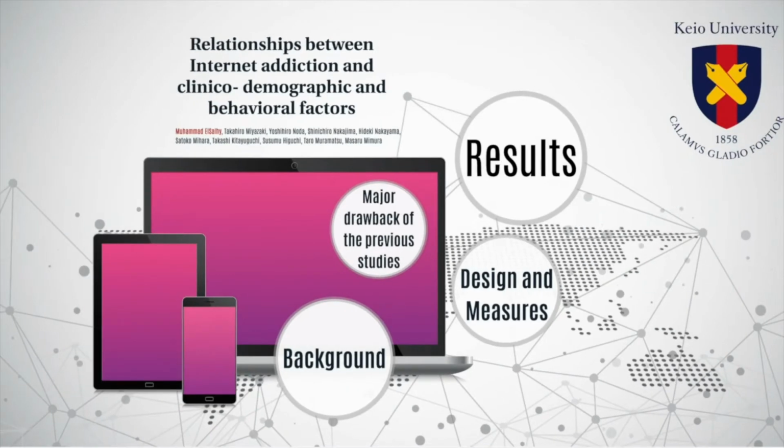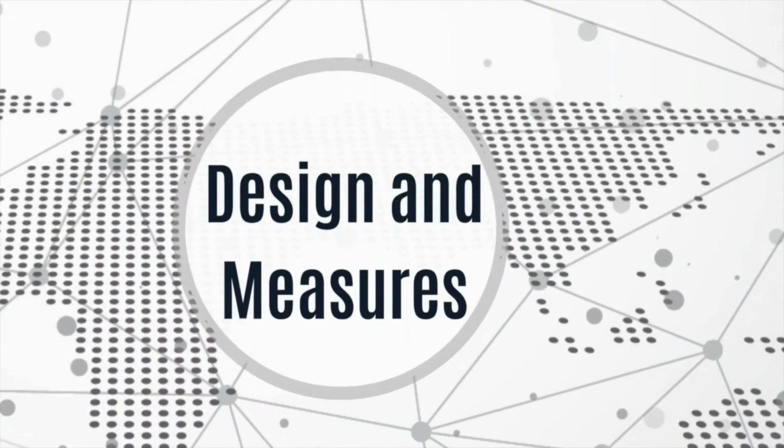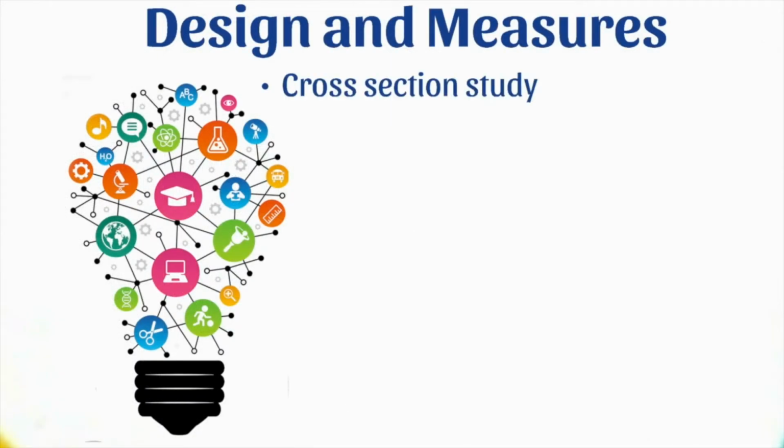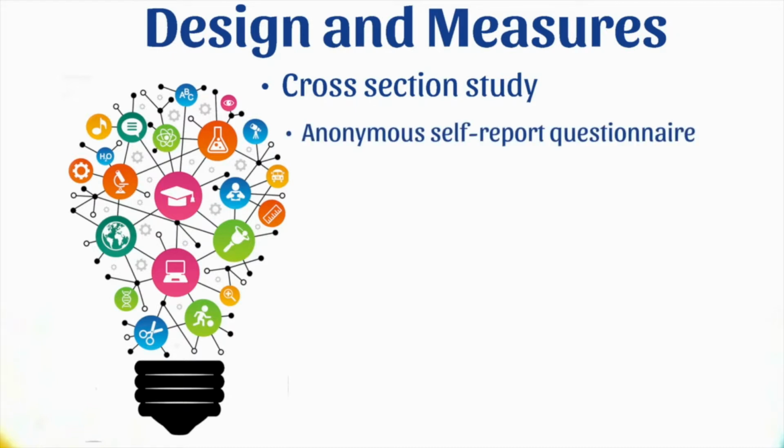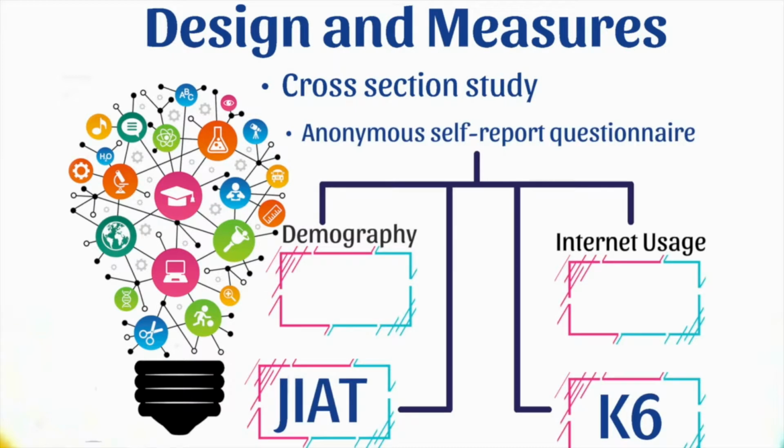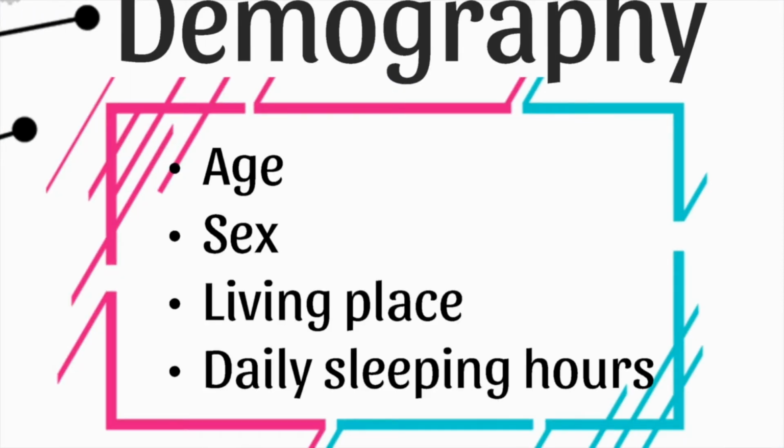Now I would like to talk about our study design and measures. Our study is a cross-sectional study based on anonymous self-report questionnaire. The questionnaire included demographic questions, questions related to internet usage, Japanese version of internet addiction test, and K6 scale. The demographic part included questions about age, sex, living place, and daily sleeping hours.